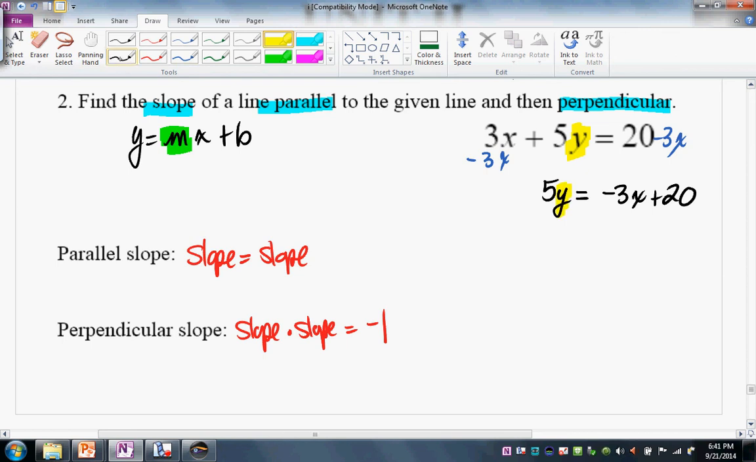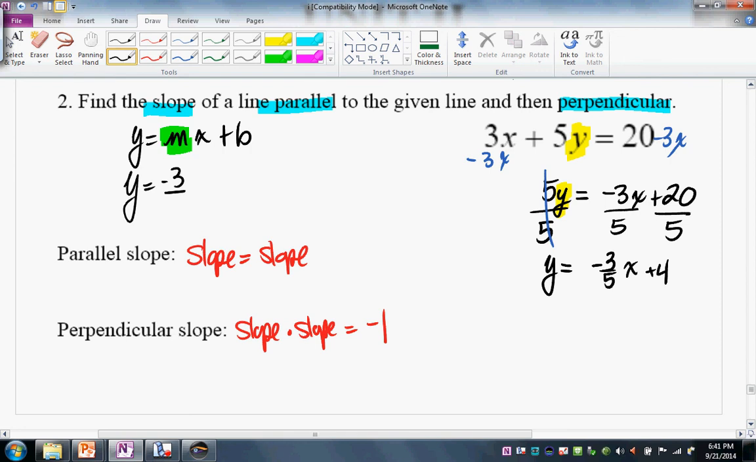Remember, the goal is to get y all by himself. So now we're going to get rid of the date by dividing by 5. And remember, when the date gets ditched by her boyfriend here, she's going to go over to the other side and gossip to every single person. So make sure you take that 5 to every term. We end up with y equals -3/5x plus 4.